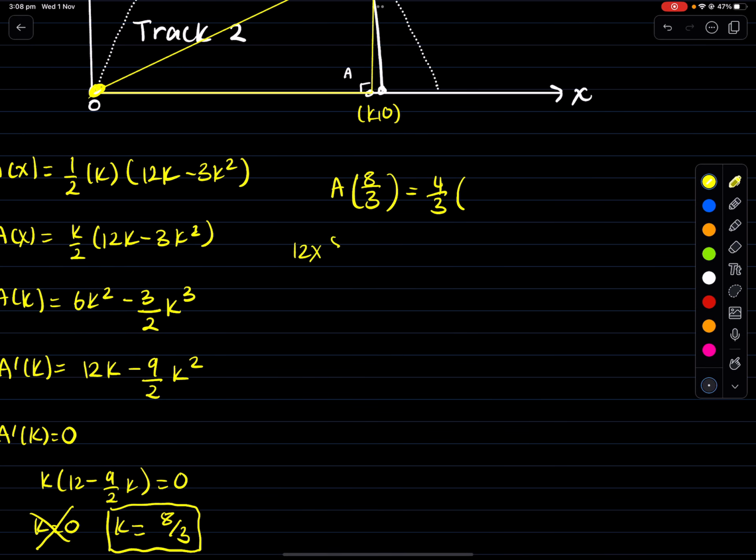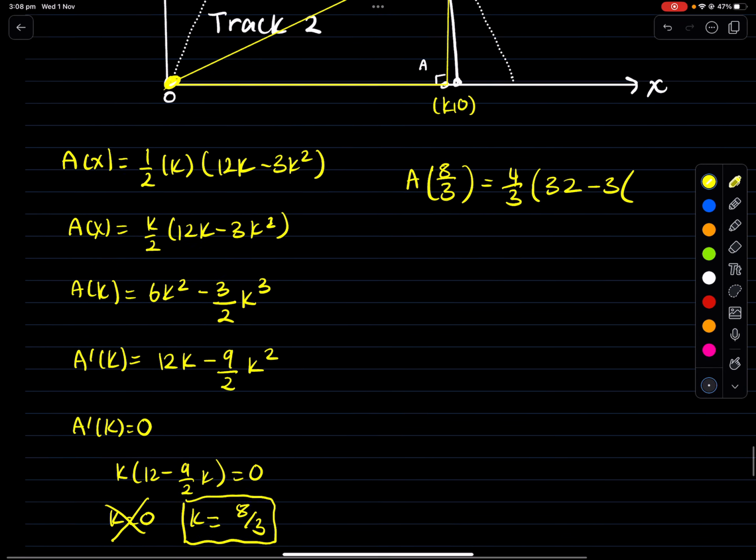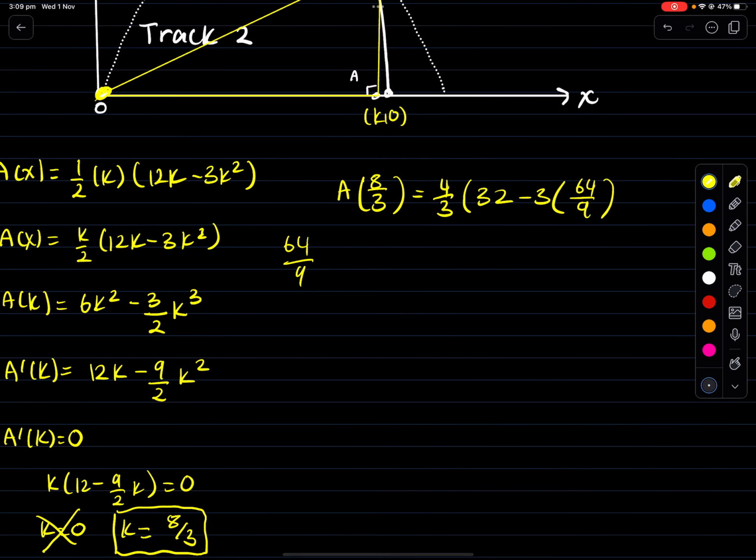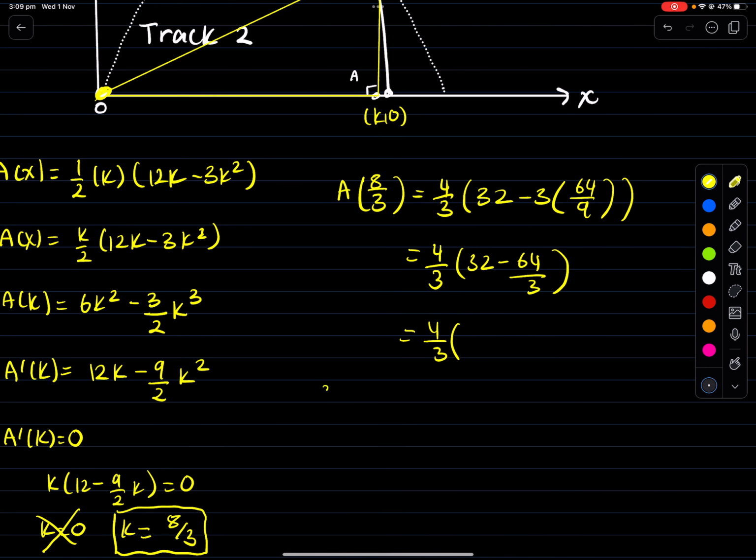What's 12 times 8 on 3? That'll be 4. 8, 16, 24, 32. So it'll be 32 here. Minus 3 times k squared. What's k squared? So it'll be 64 over 9. So 64 on 9. Okay, so it'll be 4 on 3 times (32 minus 64 over 3). So what's 32 on 3? So 6, 9. So it'll be 96 minus 64 on 3.